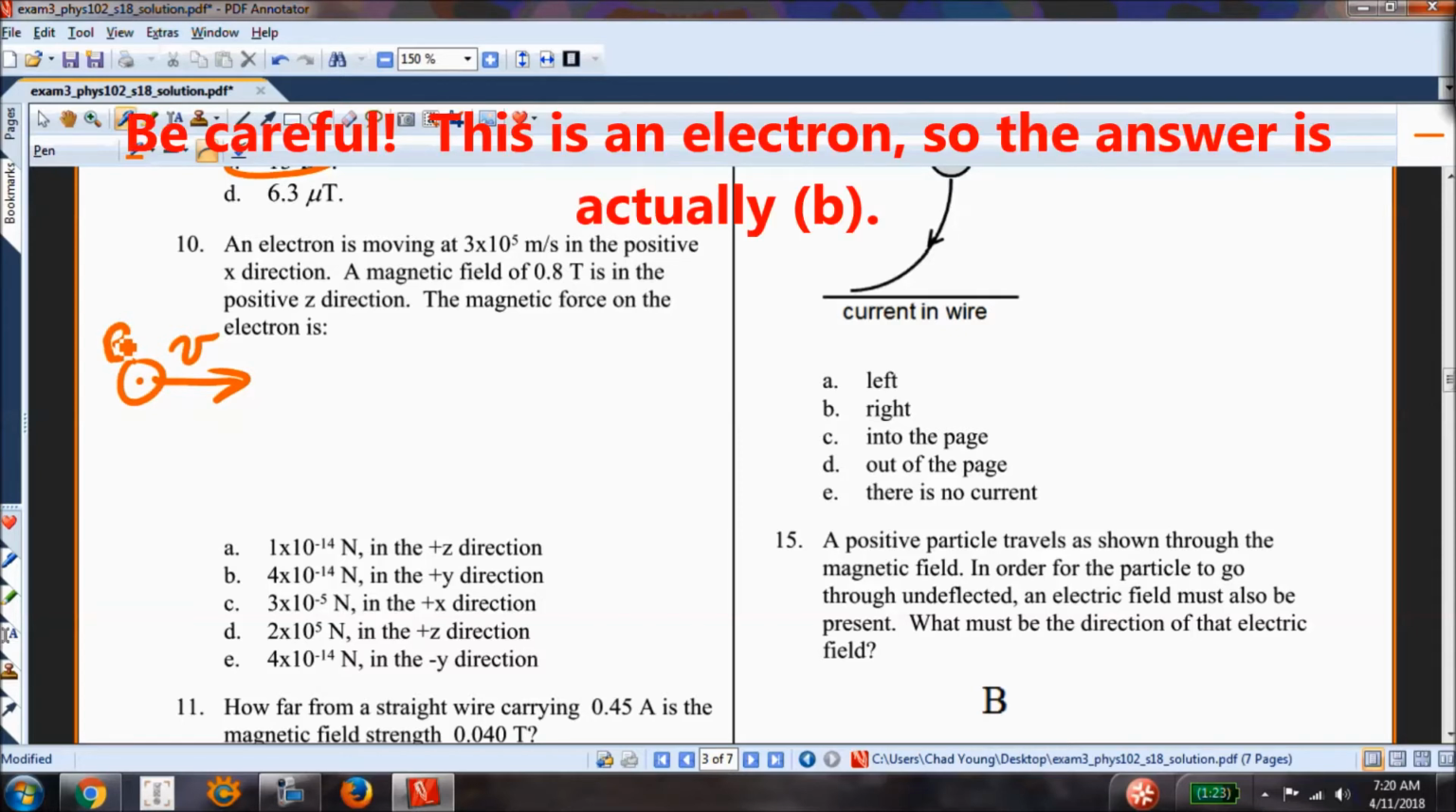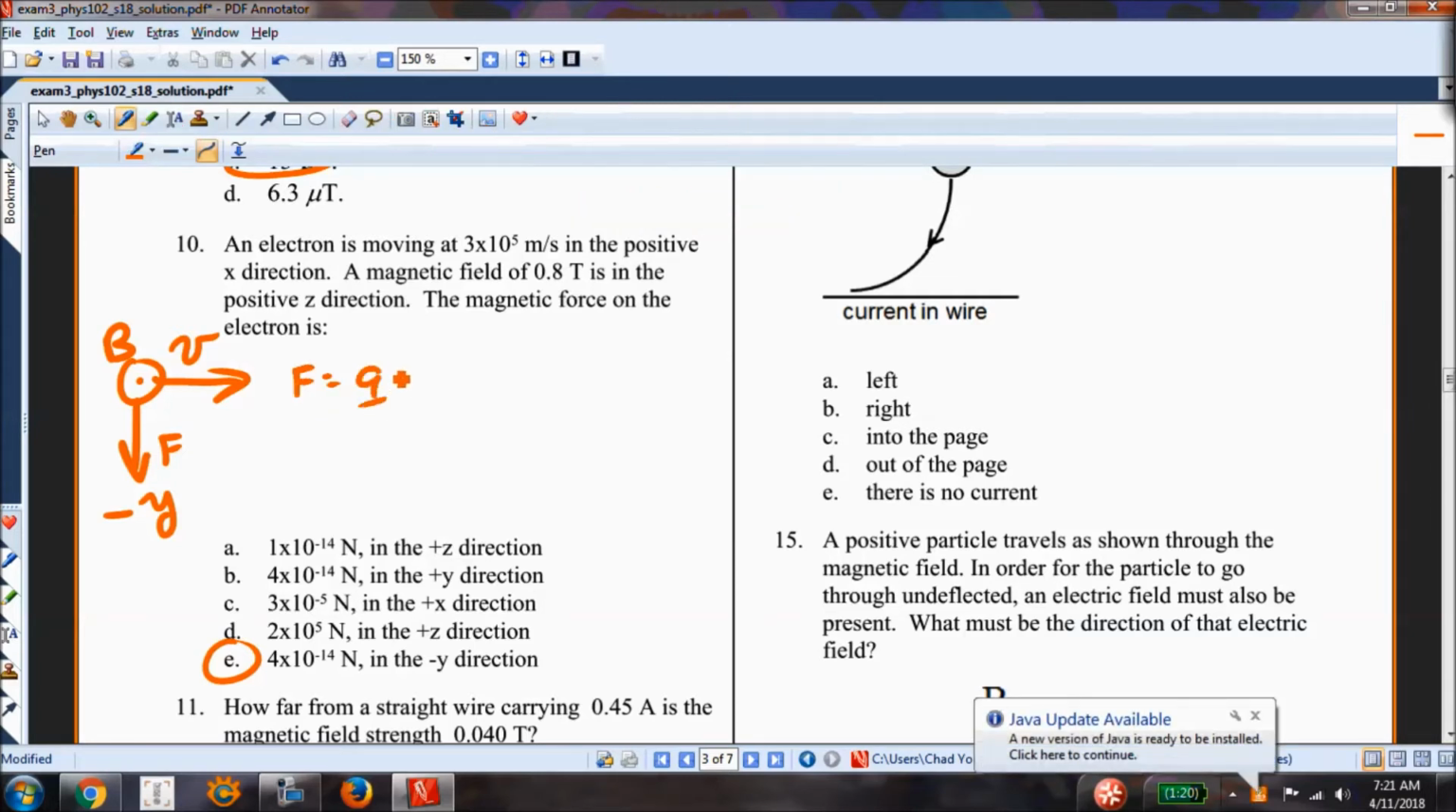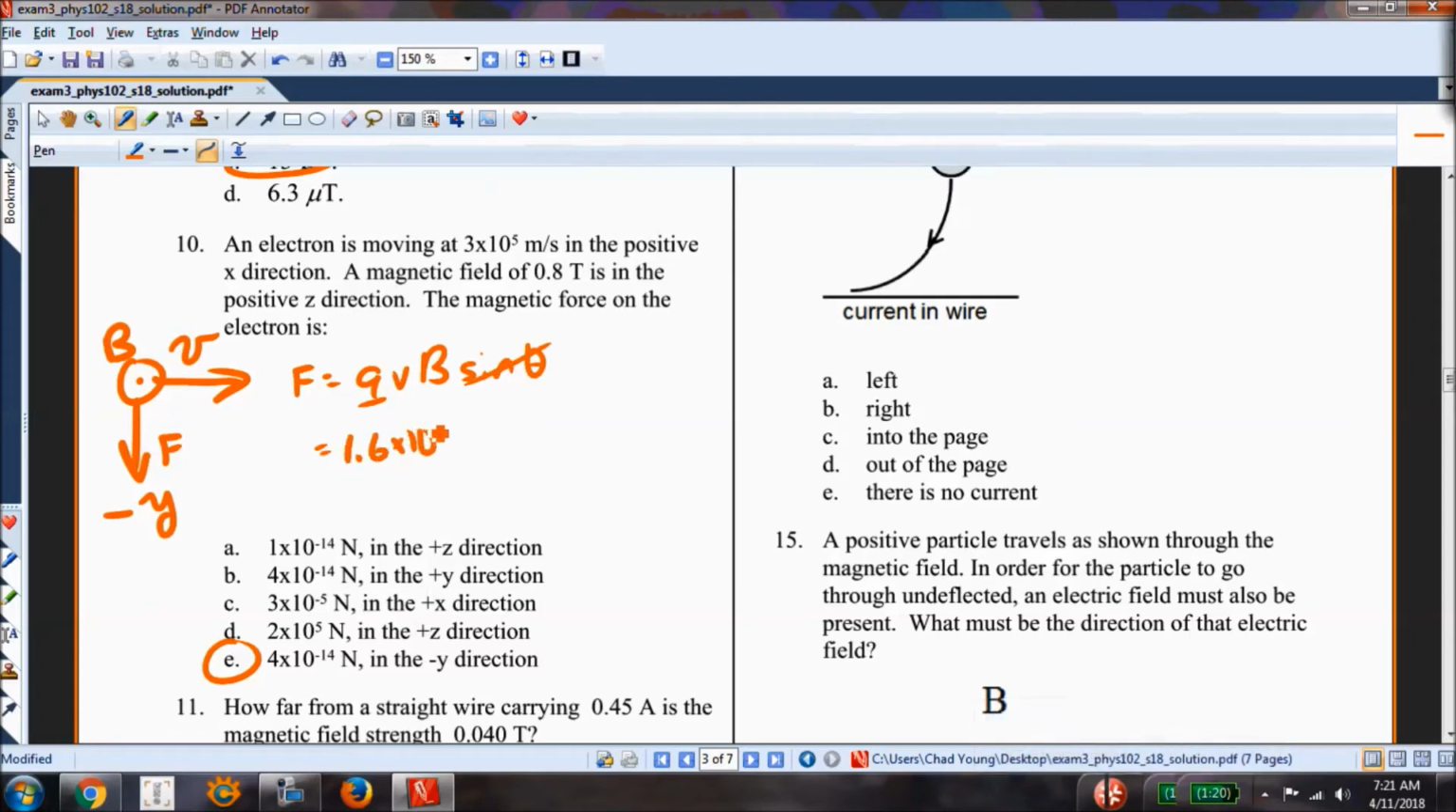Let's do our right-hand rule. V is to the right, B is out of the page. That means that the force is going to be down, in the negative y direction. Oh look, we can pick the answer here. That has to be E because that's the only one with negative y direction. Let's go ahead and find out the magnetic force. It's equal to QVB sine of theta. Theta here is 90 degrees, so I'll just leave that off. Q is 1.6 times 10 to the minus 19. V is 3 times 10 to the 5th meters per second, and B is 0.8 Tesla. If I do that, I get 4 times 10 to the minus 14 newtons.